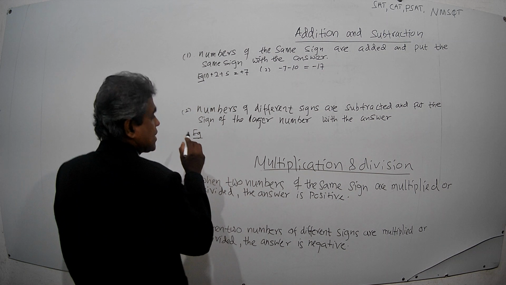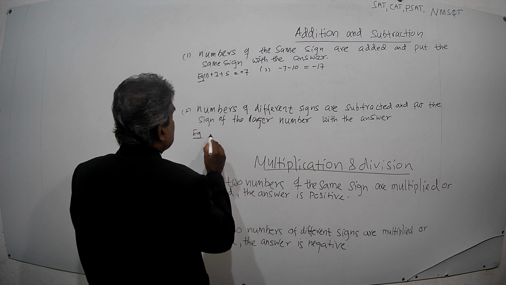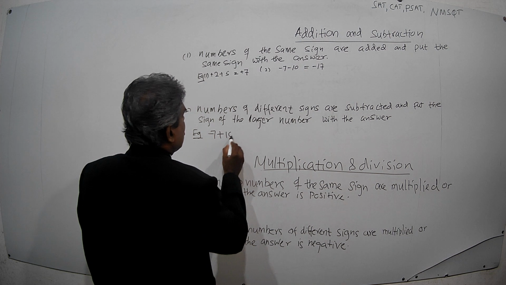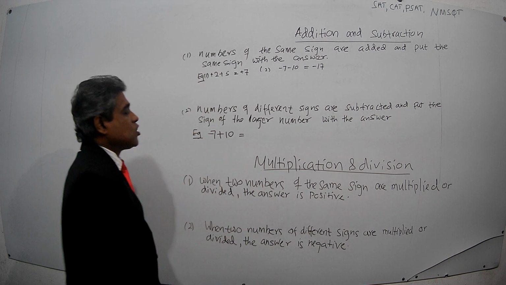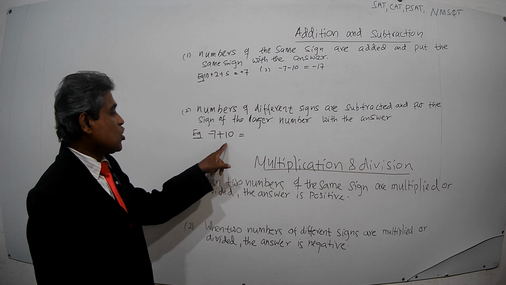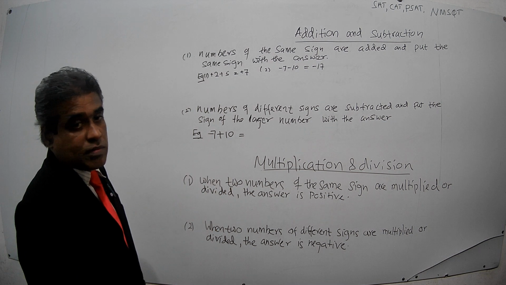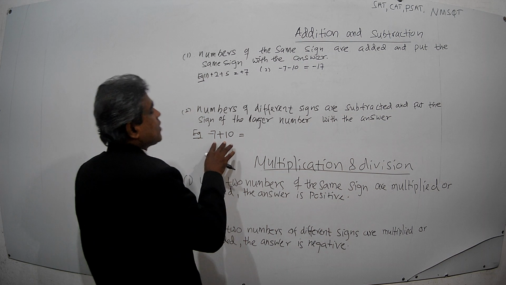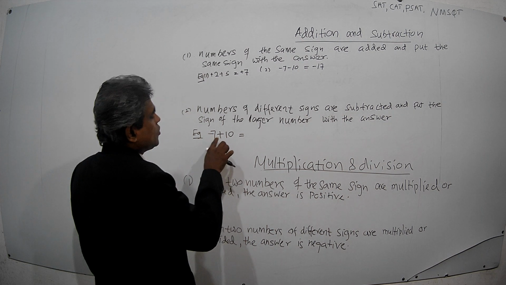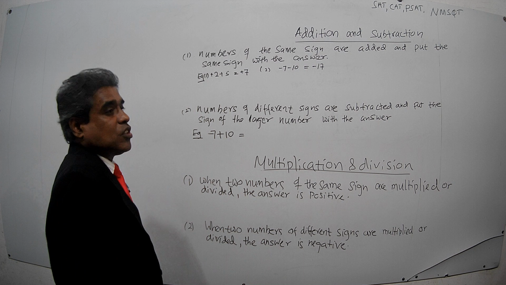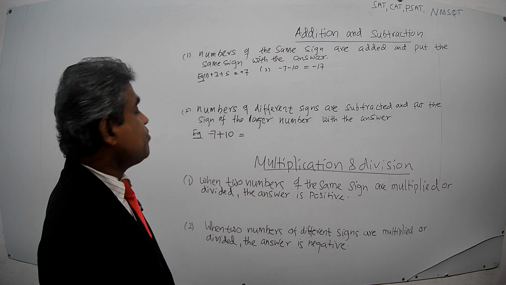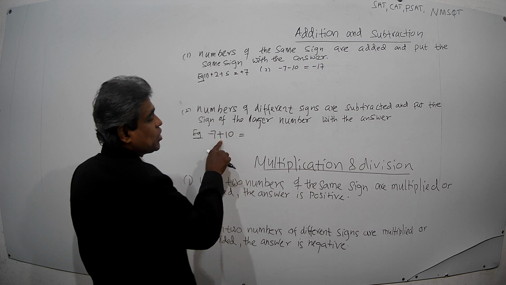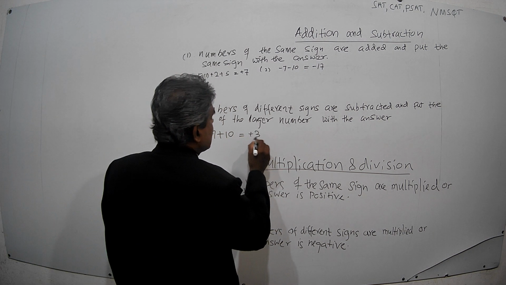If you look at the second rule, for example, you take two numbers, let's say -7 plus 10. Here there are two numbers of different signs. One number is positive, the other one is negative. According to the rule, you subtract the two numbers. You subtract 7 and 10, and you get 3. Then look at the sign of the larger number. That is a positive sign. Therefore, the answer is positive 3.